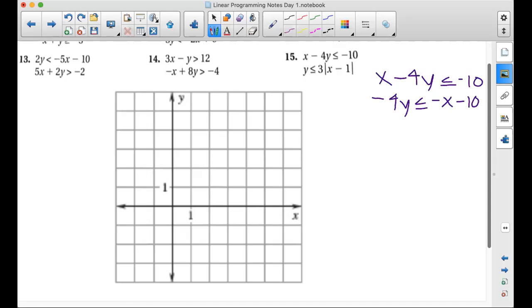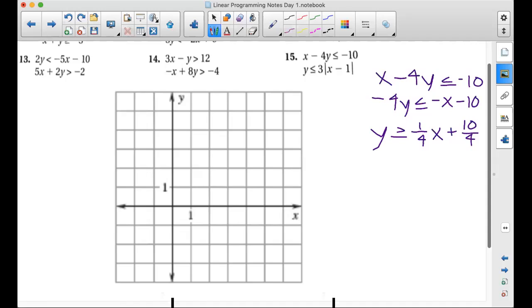So then what's our last step here? What's your name? I'm sorry. Julia. Julia, what do you think our last step here is? Good. So then what will that do with our sign? Good. So then -1 divided by -4 will give us a +1/4. And -10 divided by -4 will give us a +10/4. So now they're both in y equals form.